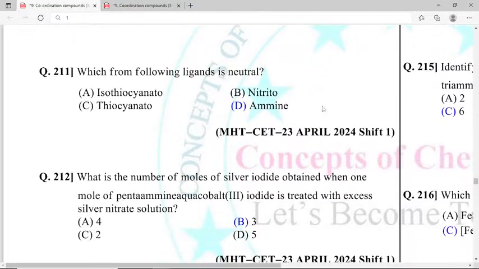Which of the following ligands is neutral? So many times this question. Amine. Amine stands for NH3, the neutral ligand.